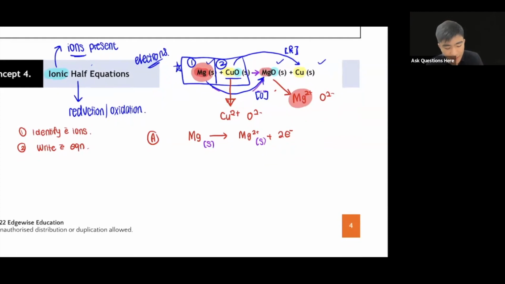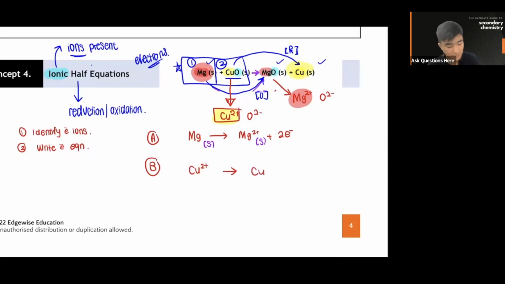Okay, so we have settled magnesium already. Next one we deal with is copper. So let's look at B. Now, from here, we know that it's copper 2 plus. I'm going to color code this again. Copper 2 plus to copper itself. I'm going to write this down. Cu2 plus to Cu itself.